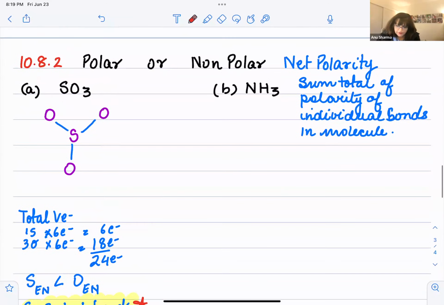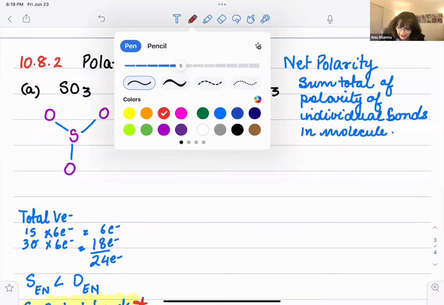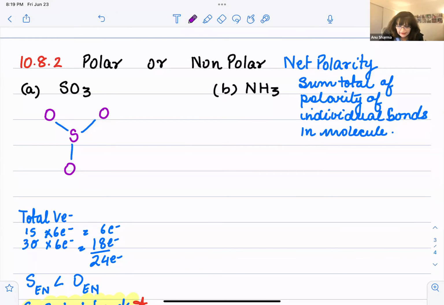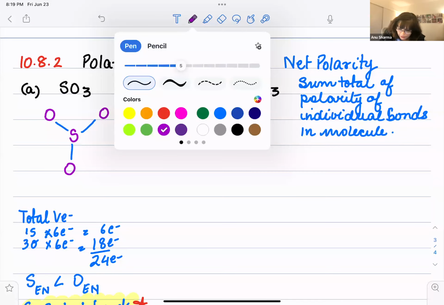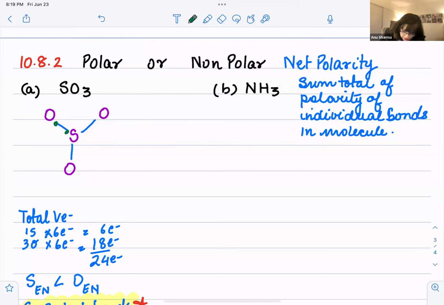So that's why we place sulfur in the middle and put the oxygens on the outside, connected with single bonds. How many electrons did we use? 6 are gone. How many left? 18. What are you going to do with the 18? They are put on the outer atoms: 1, 2, 3, up to 18 electrons. All the electrons have been used.